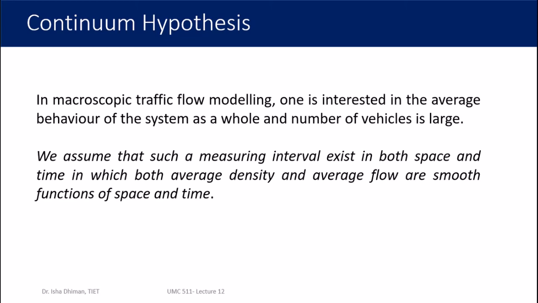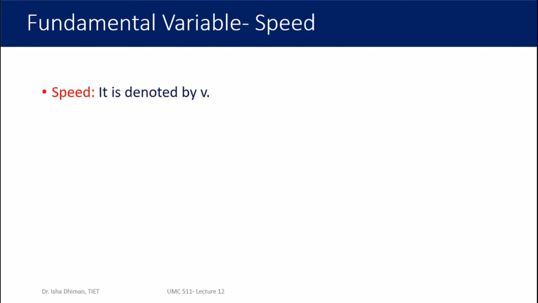Hypothesis means this is true, and based upon this hypothesis we further derive the model and many other associated results with it. Okay, so that's about continuum hypothesis, which brings us out of that problem of what should be the interval chosen. And the third fundamental variable is speed. Obviously I'm not going to give you the definition of speed here. Everybody knows what speed is. So we know it's denoted by v, and v is also a function of space and time.